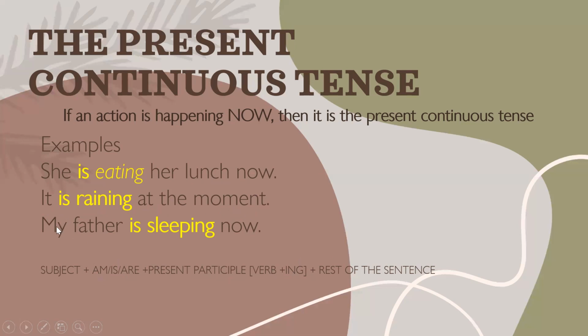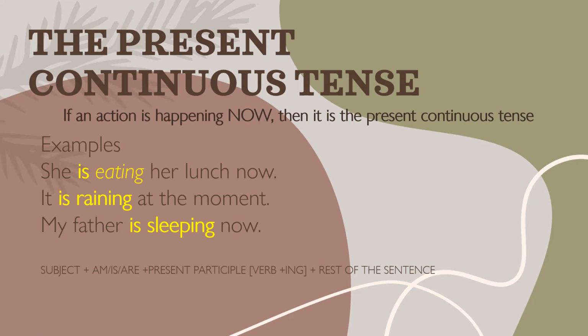Look at the third one. My father is the subject. So my father then is from here, and then verb plus ing, so sleep, ing. And the rest of the sentence, which is just one word, now. If you look at all these sentences, it is very clear that the action is happening in the present.